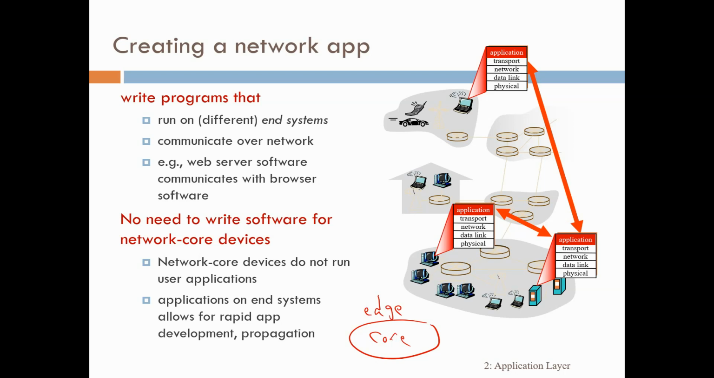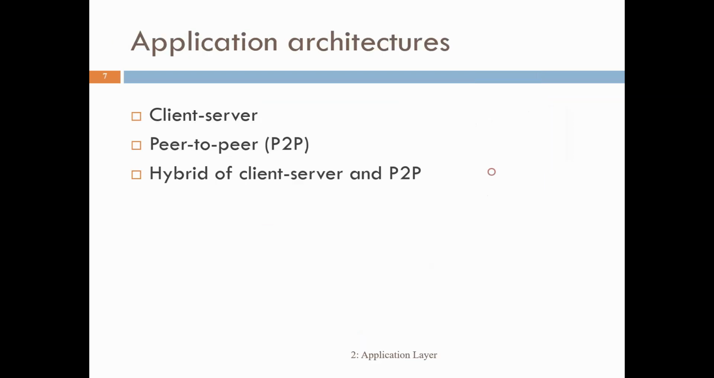When you write an internet application, you want to write it such that it runs on the edge, such that edge devices can understand it, and you don't need to worry about what the network core will do with it. And we have also discussed that there are two main application architectures. There is client server and there is peer-to-peer.